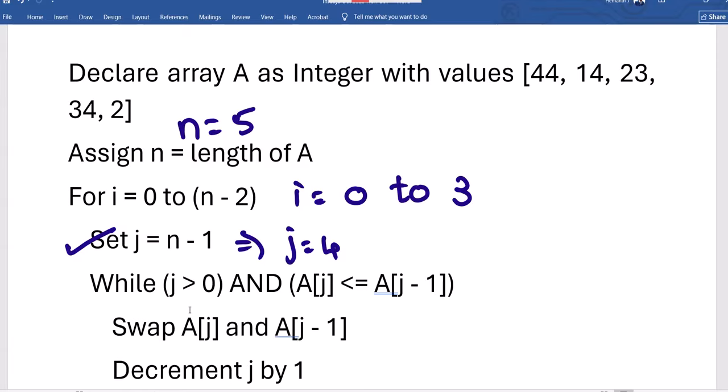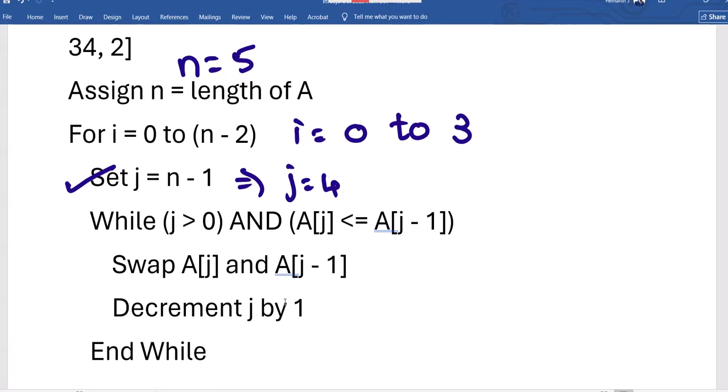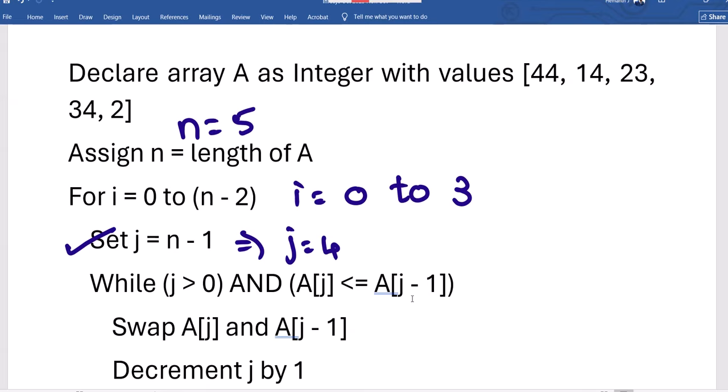Then first, J greater than 0, yes. Then decrease J by 1 and all fine. Now first you are comparing A of J, which is A of 4, the last element. Is 2 less than 34? Yes, then swap. 34 will go to the right side, 2 will be in the next. After this swap it will be 44, 14, 23, 2, 34.